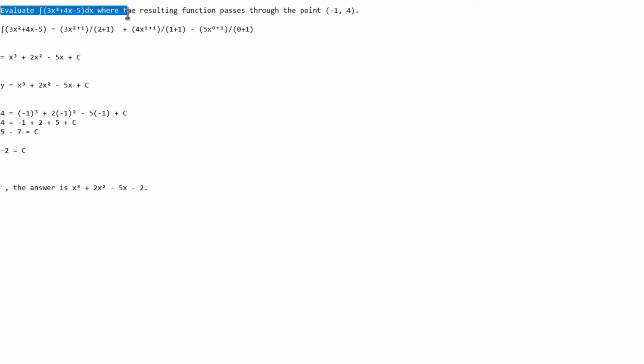So we're given a question here. Evaluate the antiderivative of 3x squared plus 4x minus 5 in relation to x, where the resulting function passes through the points -1 and 4. This here is dealing with the example I had with Desmos about 5 seconds ago.